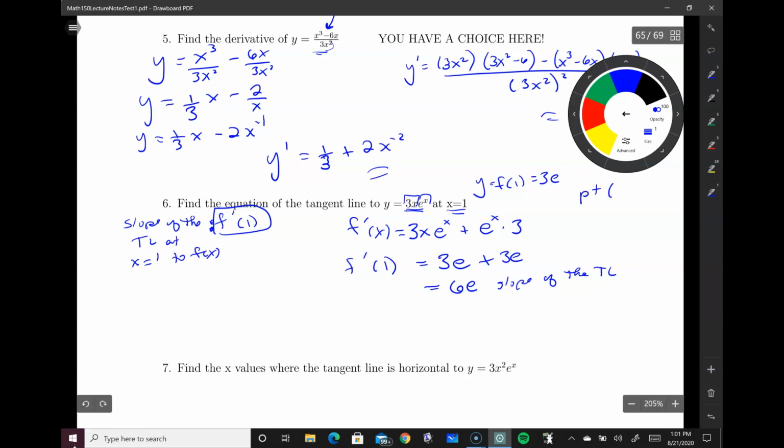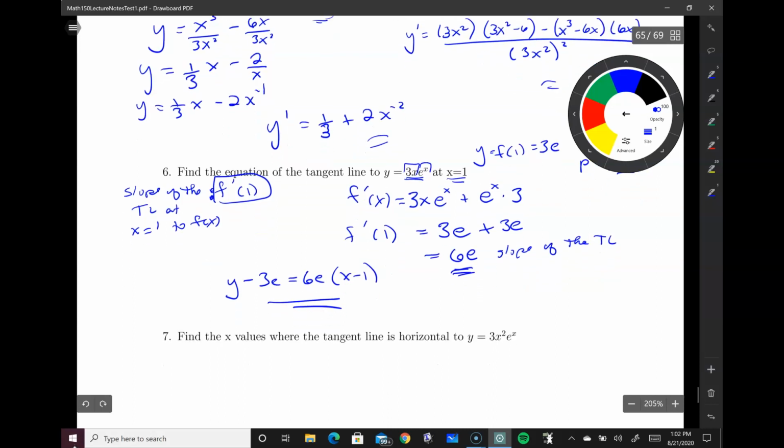Okay, so my point is 1, 3e, and my slope is this. So I put these two things together. So y minus 3e equal 6e x minus 1. That's a fine answer. Don't do anything to that.